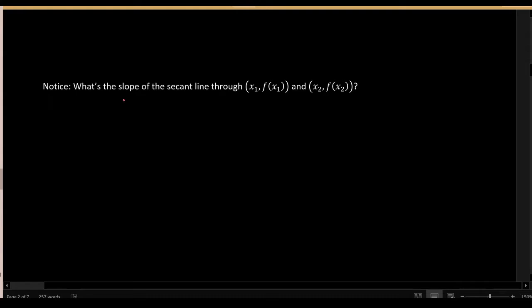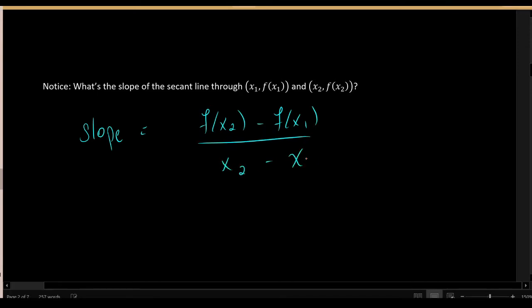So let's consider what the slope would be for the secant line passing through these 2 points on the graph of a function f of x, one point where the x is equal to x1, and another point where the x is equal to x2. So the slope formula is given by rise over run, where the rise is the difference of the two y values and the run is the difference of the two x values. So if we take the second y and subtract the first y, and divide that by the second x, take away the first x, then this would be the slope of the secant line passing through these 2 points on the graph.